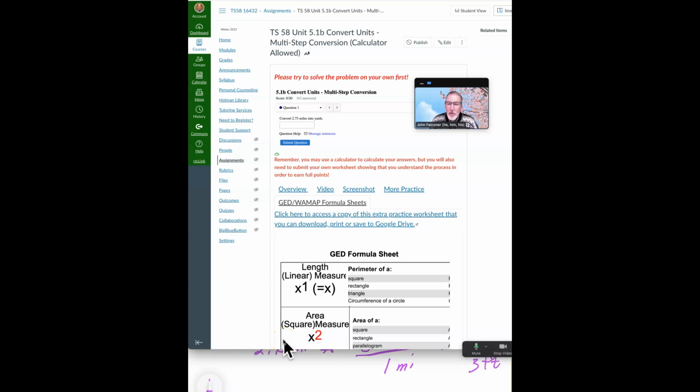Hello everybody. We're going to take a look at Unit 5.1b at WAMAP. And this is the problem with multi-step conversion. We're being asked to convert 2.75 miles into yards.